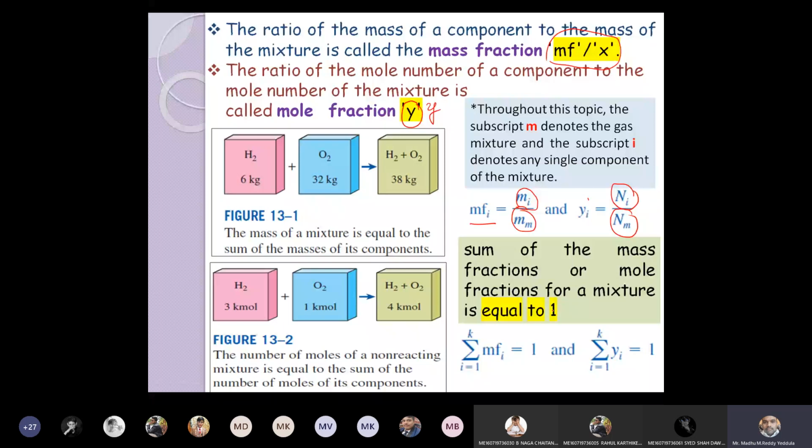Yesterday I proved that one also. So in summation form, I can write the sum of MF, i equal to 1 to k, equals 1. Similarly, sigma y, i equal to 1 to k, equals 1. The sum of mole fractions is also equal to 1. And now Avogadro's law.